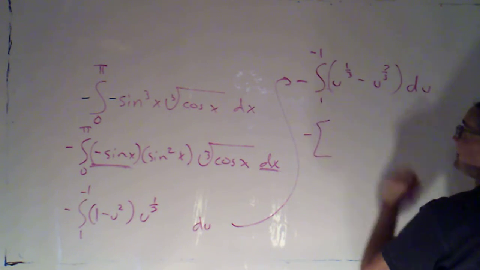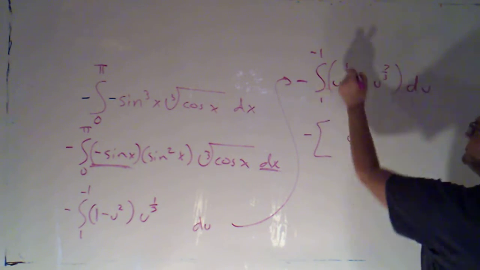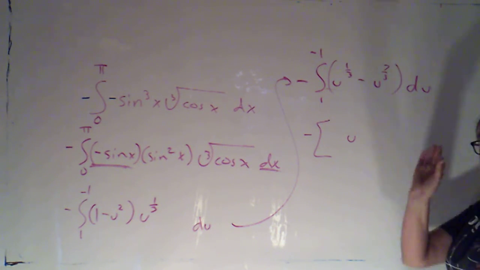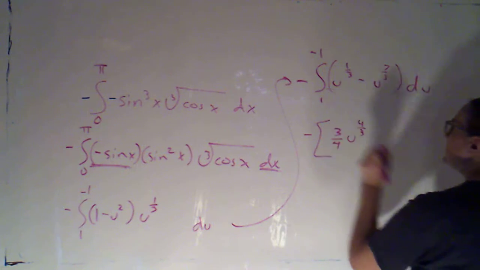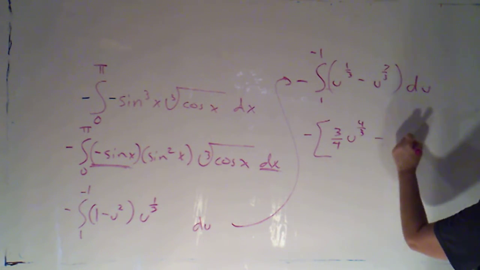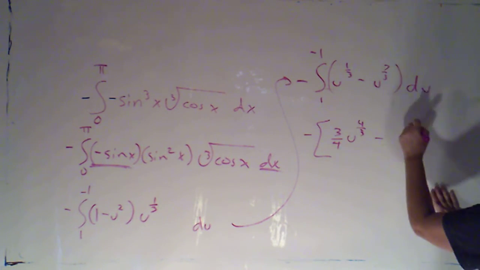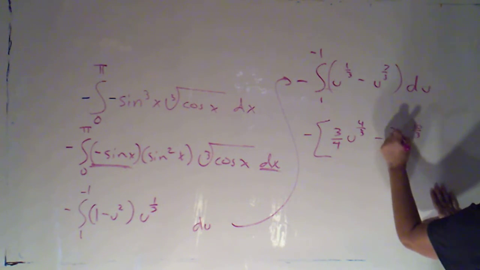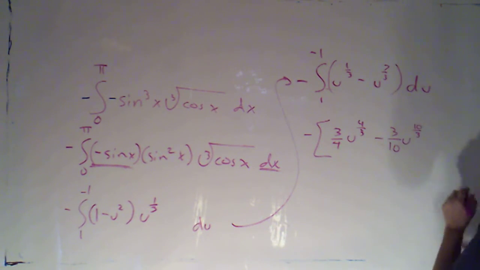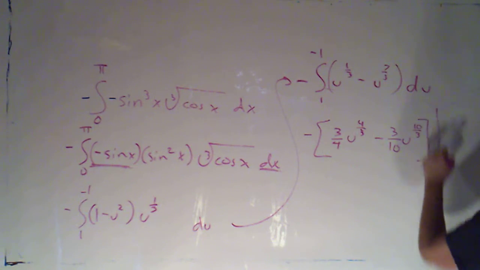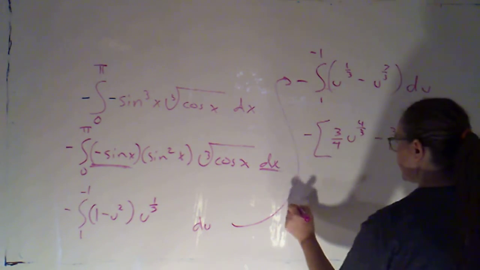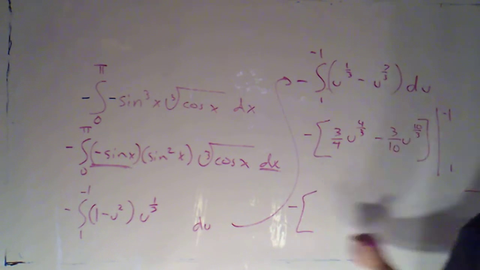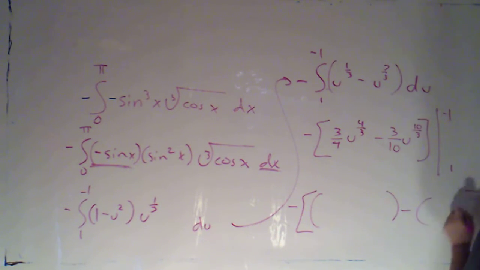So that's going to be negative. u to the 1 more than 1/3 would be 3/3 plus 1/3 is 4/3. Dividing by that power is times 3/4. Minus u to the 10/3, dividing by that is times 3/10. And all of that's going to be evaluated between -1 and 1. So we're going to have negative what I get at -1 minus what I get at 1.